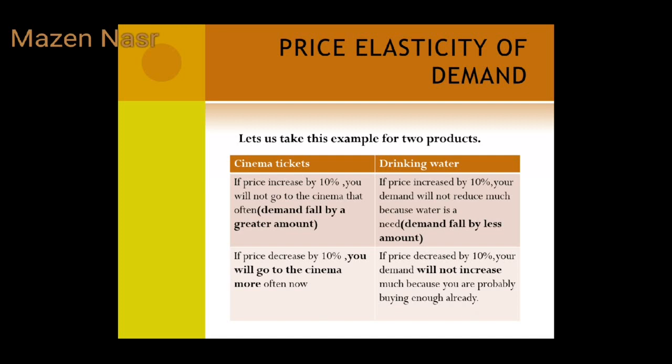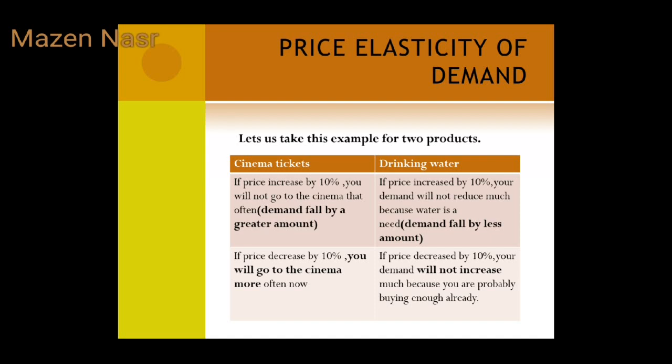So think about it. If the cinema ticket price increases by 10%, probably you will not go to the cinema because it's not a necessity, right? You can just watch movies using Netflix, for example. So you notice that the demand will fall by a greater amount. Let's say the price increased by 10%, the demand will probably decrease by 20% or 25%. Why? Because as I said, it's not a necessity. So if the price decreases by 10%, you will go to the cinema more often, right?